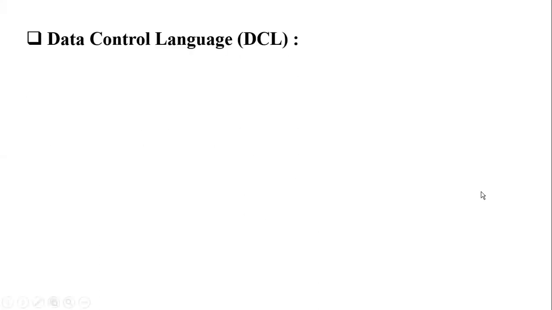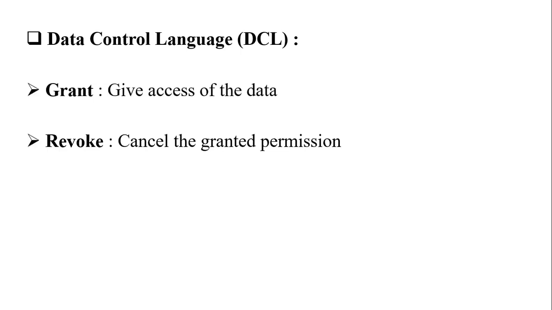Next one is DCL, data control language. As its name suggests, it is data control, meaning it controls the access to stored data. The commands included in DCL are grant and revoke. Grant is used to give access to the data. Means if you're a manager and you have to give your employee some access to that data and to do some action on the data, that's a grant. And revoke just cancels the granted permission that we have given.